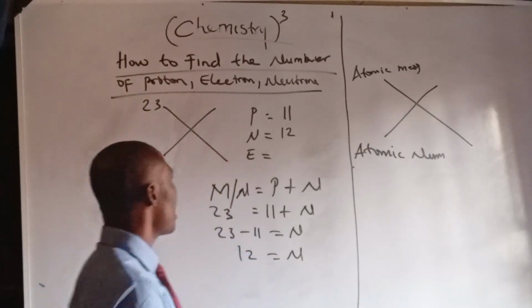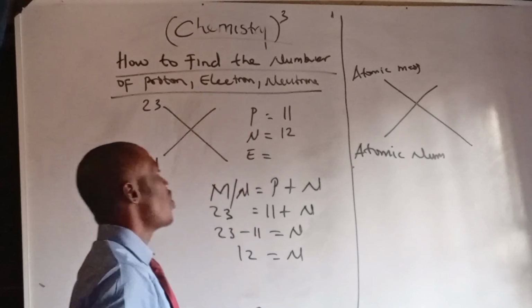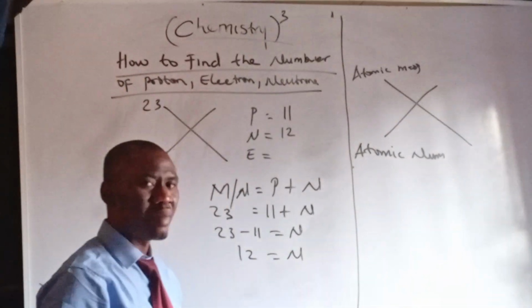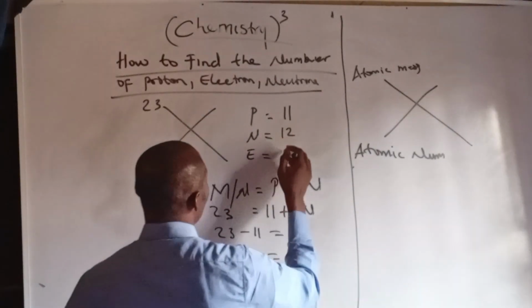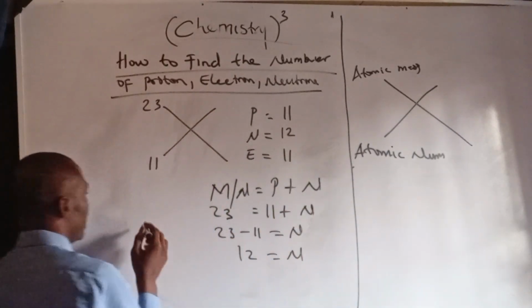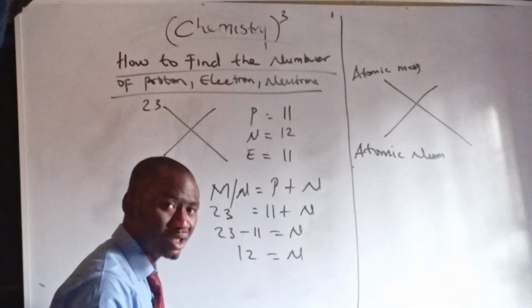So the neutron number here is 12. Now, for the electron number, notice there is no charge over here. Because there is no charge, the electron number and the proton number are the same thing, because this is a neutral atom of the element. So this will become 11. Let me show you what I mean. This is sodium, a neutral sodium atom.